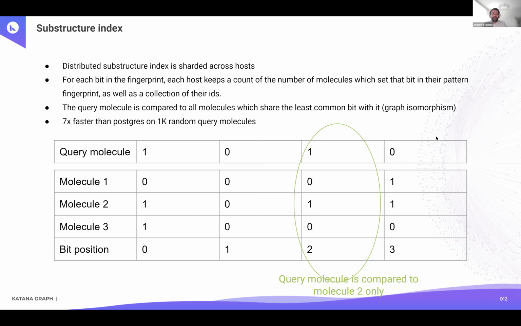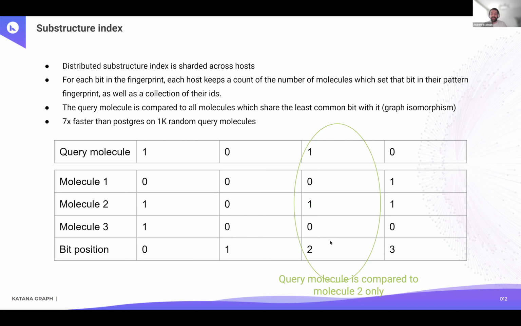Then what it does when we get a query molecule in is it computes the pattern fingerprint for that query molecule. And it looks at each on bit in this query molecule, and it looks at how many molecules in the table set that on bit also. So here we can see that at position 0, the query molecule is on, and there are 2 molecules that also set position 0 to on. The other one that this query molecule sets to on is at position 2. And we can see that there's only 1 other molecule that sets position 2. So what we do now is basically brute force computation on this smallest set. We return all the molecules in this column and do subgraph isomorphism.